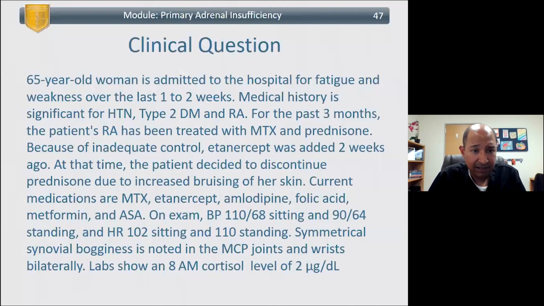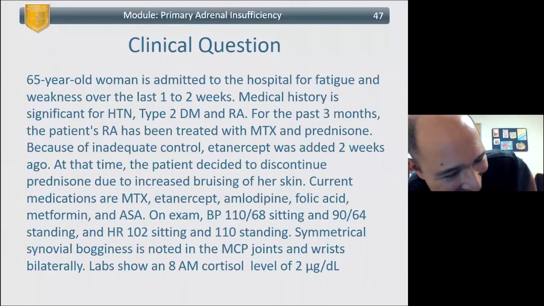All right. So this is a 65-year-old woman admitted to the hospital for fatigue and weakness over the last 1 to 2 weeks. Medical history is significant for hypertension, type 2 diabetes, and, I couldn't resist it, everyone, you can roll your eyes, rheumatoid arthritis. I always like to integrate. I know we just talked about rheumatoid arthritis.